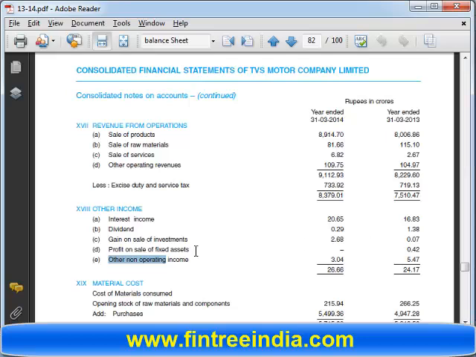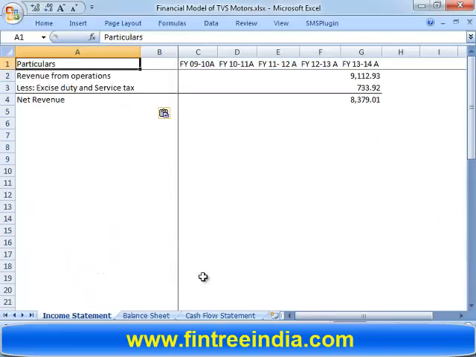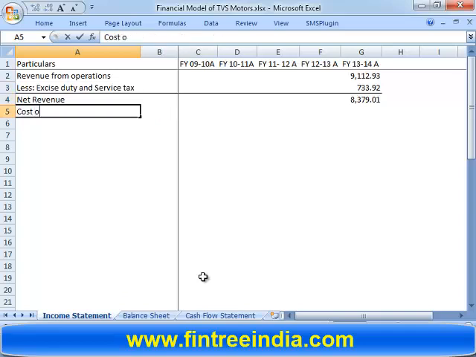So this should typically not be a part of your operating profit. Are you following this? This is a non-operating income. Therefore, this part we are going to push downwards. So what will we have here? Once you have net revenue, then we will have cost of goods sold, the entire manufacturing cost.